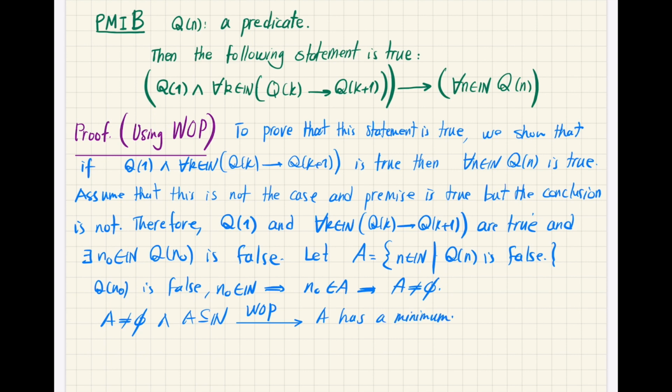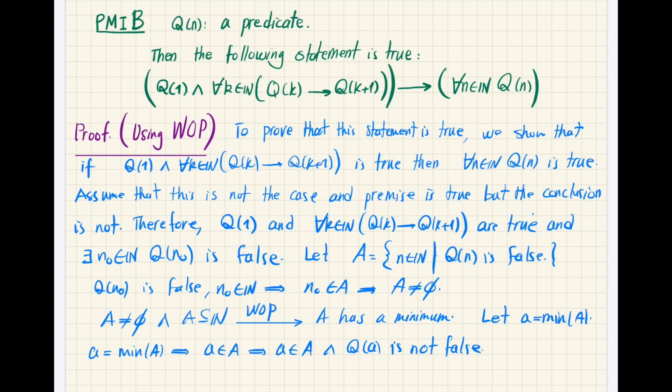Okay, so I would say let little a be the minimum of A. So when you say that a is the minimum of A, what you can conclude is that a belongs to your set, so it means that a belongs to A and Q of a is false. Okay, so this is again what I will need later.